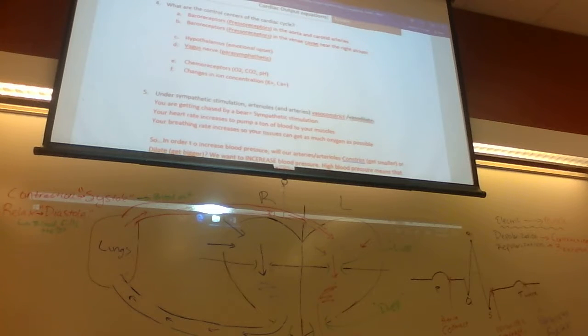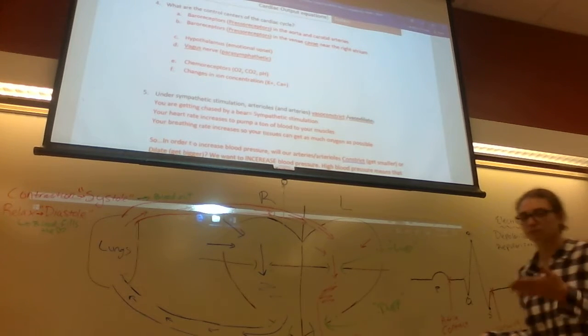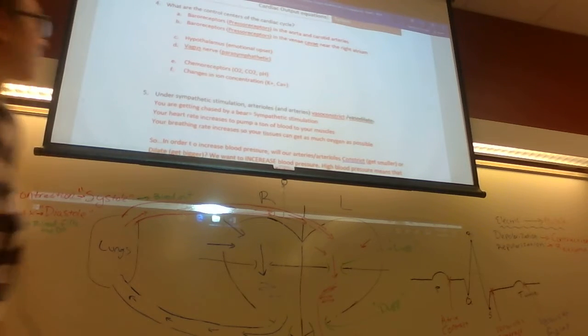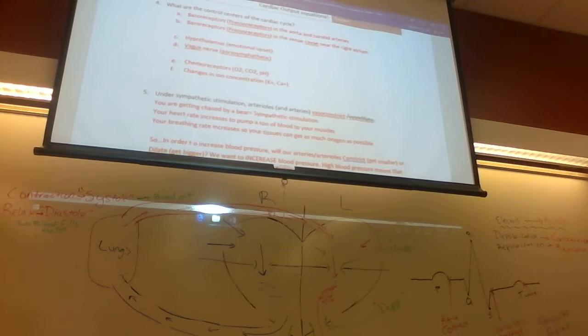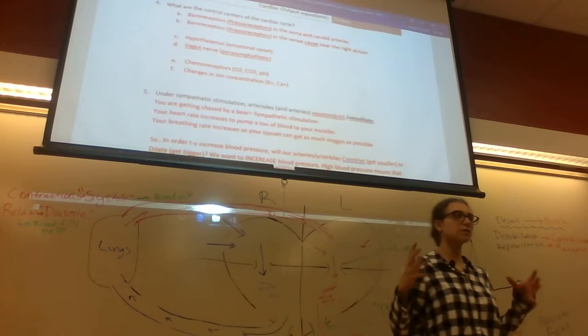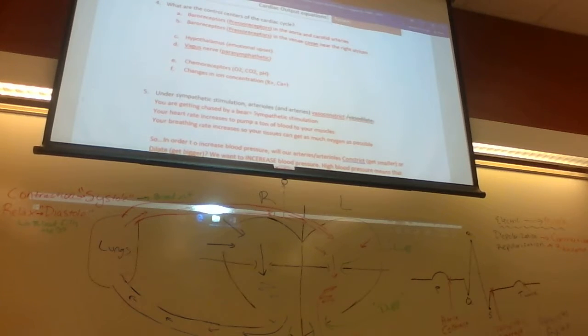So, some cardiac control centers of the cardiac cycle. This includes baroreceptors, which are also known as pressoreceptors. I don't know how much of this I had you filling out. I didn't have you filling all of that red out. These are in the aorta and the carotid artery, so kind of in your neck, and also in the vena cava near the right atrium. Those receptors detect blood pressure.